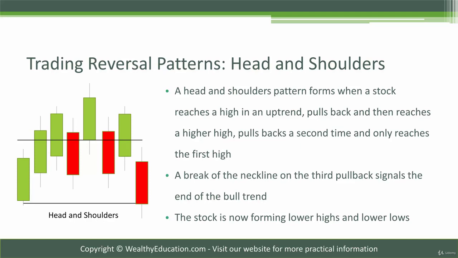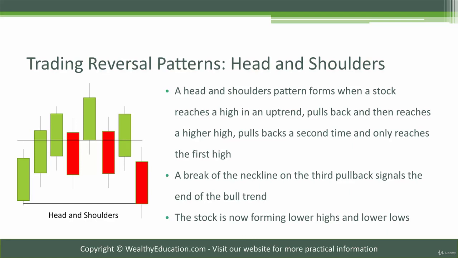The result is that the pattern looks like a head and shoulders, with the shoulders being the two lower highs and the head representing the highest high that the stock makes in the pattern. So when you break down the head and shoulders pattern, it's the stock moving from a pattern of higher highs and higher lows to a pattern of lower highs and lower lows.